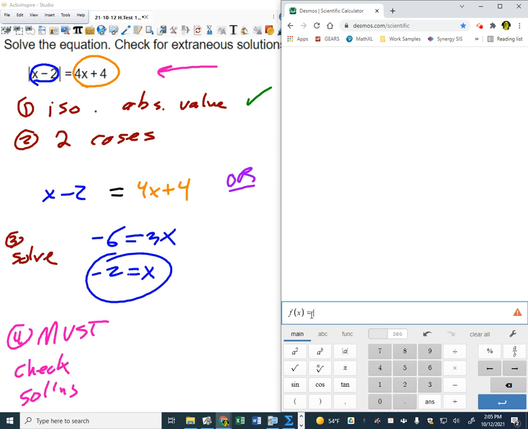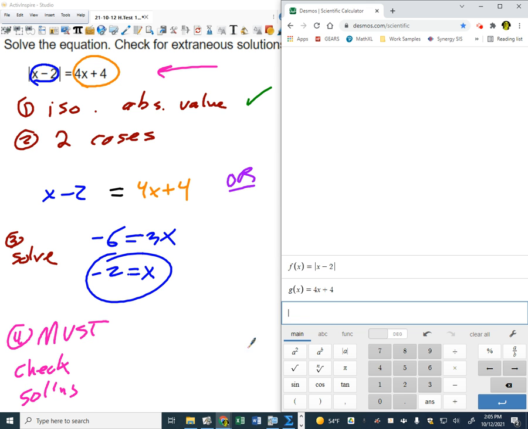I define f of x as the absolute value, and I have to include the absolute value. Some people didn't include the absolute value. Have to include the absolute value. Right side is equal to 4x plus 4 in my original equation. And then I'm just going to check both these solutions.